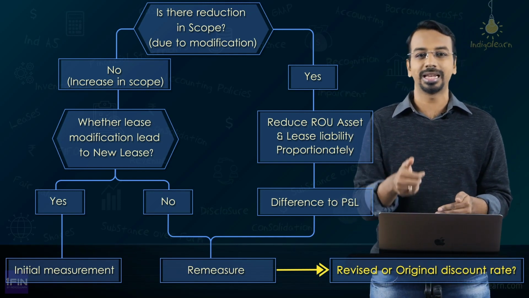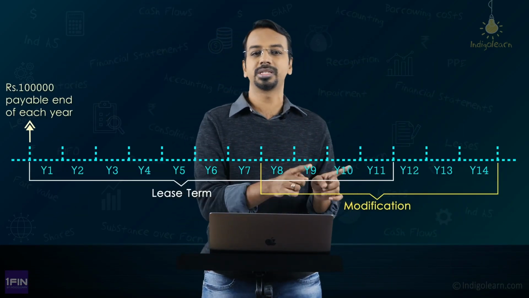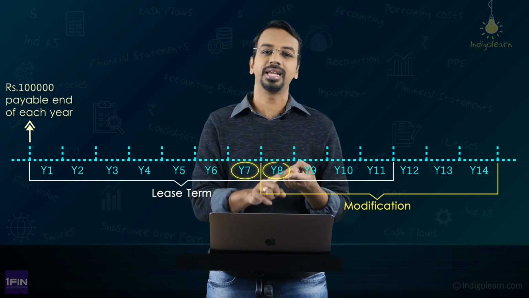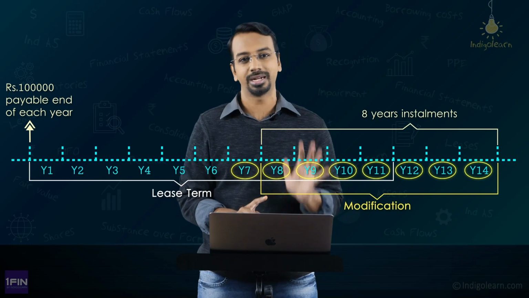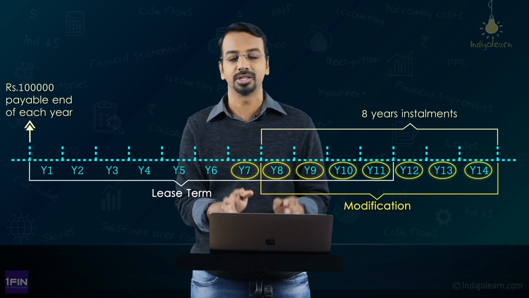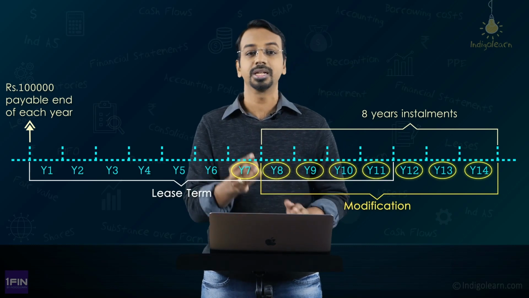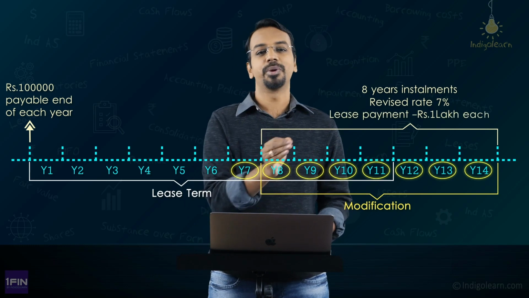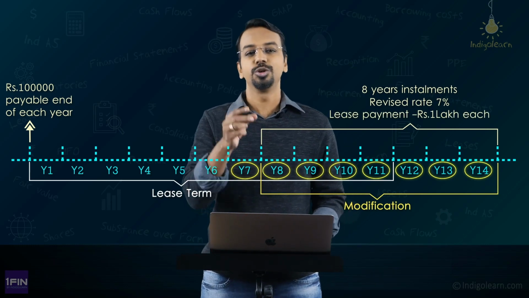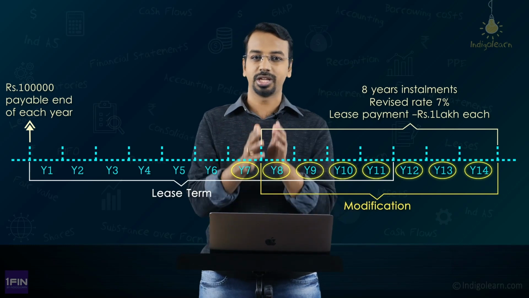How will you remeasure the lease liability? Standing at the beginning of year 7, you will look into the future and see how many payments are left. How many payments are left? 7th, 8th, 9th, 10th, 11th, 12th, 13th, 14th. 8 years of payments are left. Don't do 14 minus 7 and consider 7 years. There are 8 payments to be made at the end of each year. That is the first aspect. The revised discount rate is 7%, and the lease payment is 1 lakh. Considering these three, you will measure the lease liability as at the beginning of the 7th year. So, you will get one number.